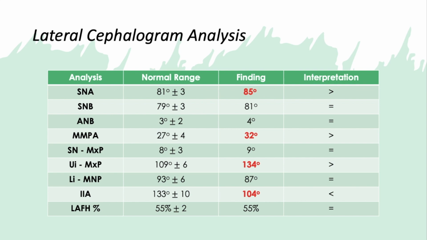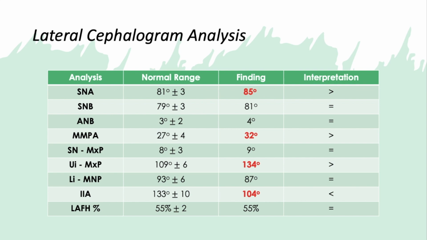SNB is 81 degrees, which is in the normal range. ANB is obtained by deducting SNA and SNB. In this case, the ANB is 4 degrees, which is also in the normal range. MMPA or maxillary mandibular plane angle is 32 degrees, which is slightly higher than the normal range. This correlates with her FMPA.